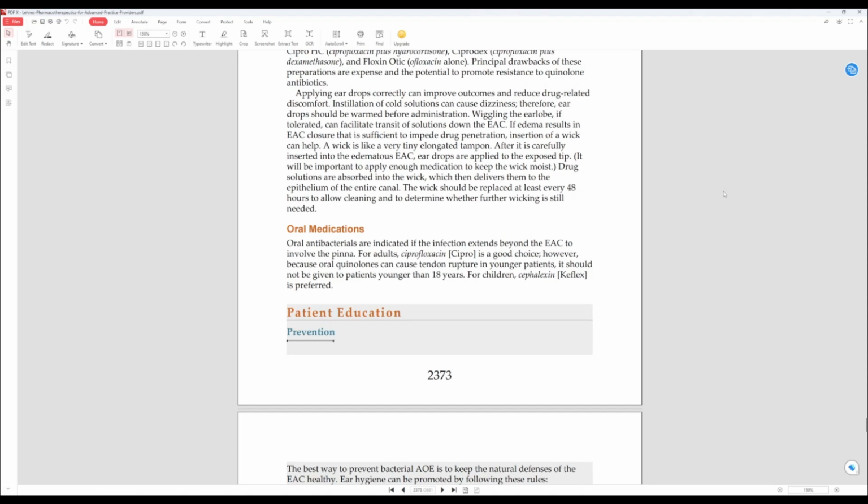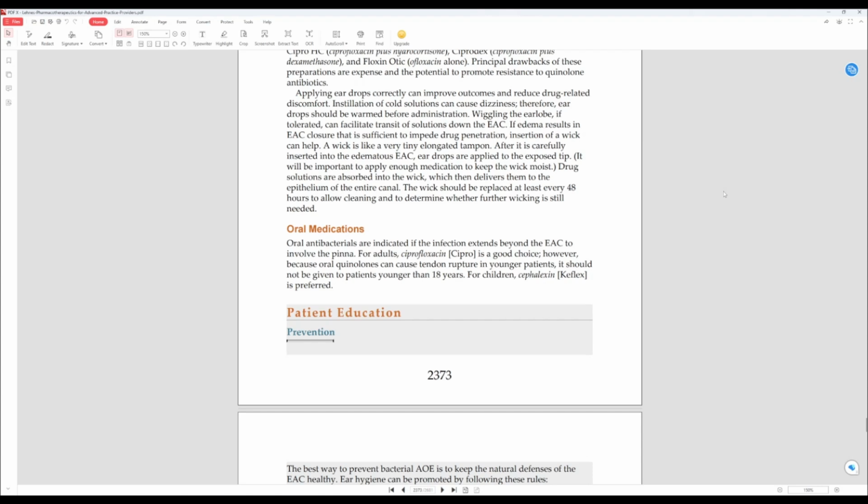Applying eardrops correctly can also improve outcomes and reduce drug-related discomfort. Instillation of cold solutions can cause dizziness. Therefore, eardrops should be warmed before administration. Wiggling the earlobe, if tolerated, can also facilitate transit of solution down the EAC.